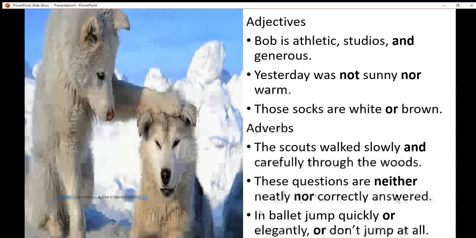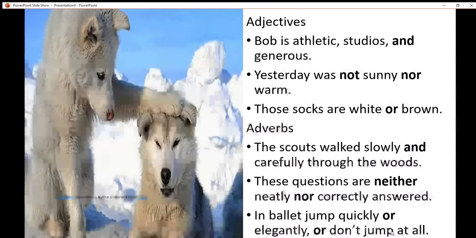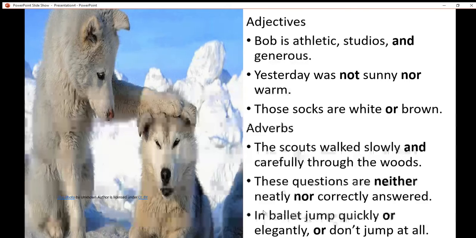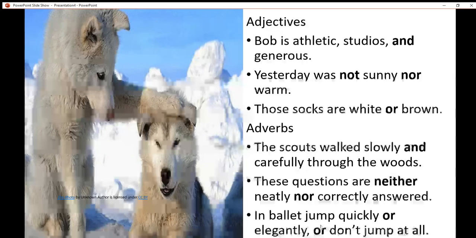answered. In ballet, jump quickly or elegantly, or don't jump at all. So it's giving us three options, the conjunction "or." Instead of saying over and over, in ballet, jump quickly, in ballet, jump elegantly, in ballet, don't jump at all, we can just use the coordinating conjunction "or" to make this sentence much shorter. So it's telling us either we jump quickly or elegantly or don't jump at all. So it's giving those easy options.